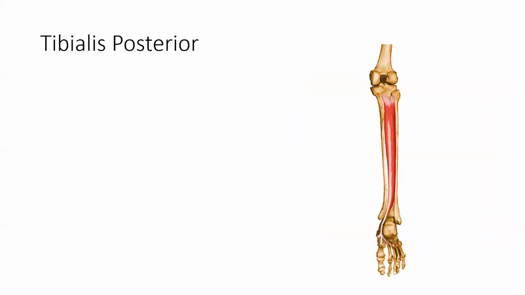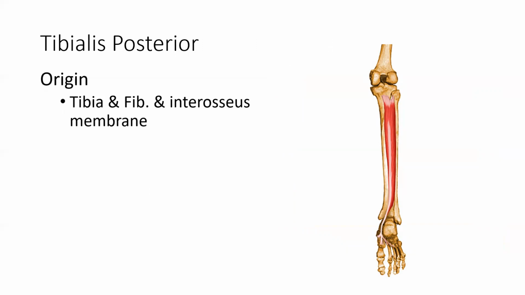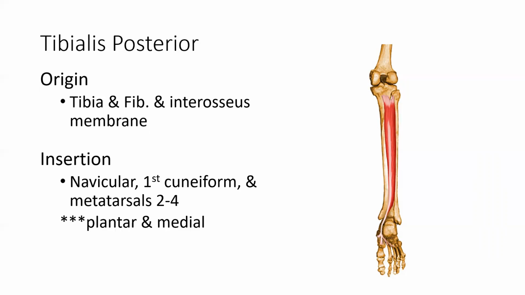Next muscle, similar to tibialis anterior, we have tibialis posterior, which has its origin on the posterior tibia and fibula, and the interosseous membrane, which is the membrane between the tibia and the fibula. And then it has its insertion on the navicular bone, the first cuneiform, and metatarsals 2 through 4 on the plantar and medial surface. So it's a plantar muscle.